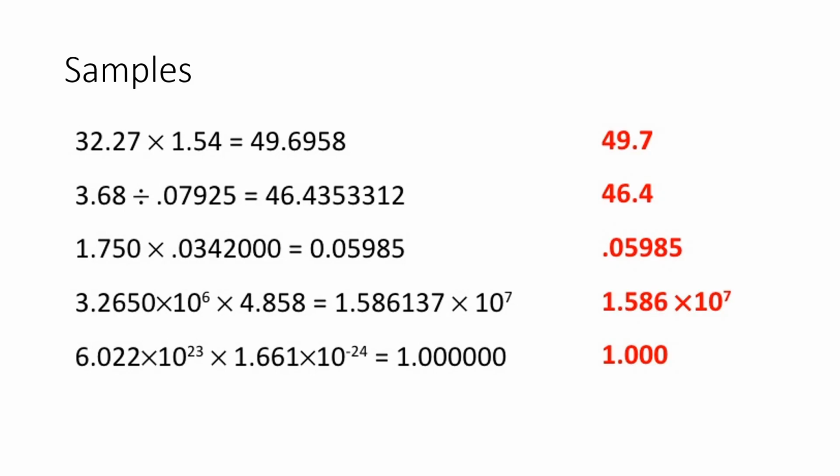So for the first one, 32.27 has 4 sig figs, 1.54 has 3, so the answer should only have 3 sig figs, counting from left to right.